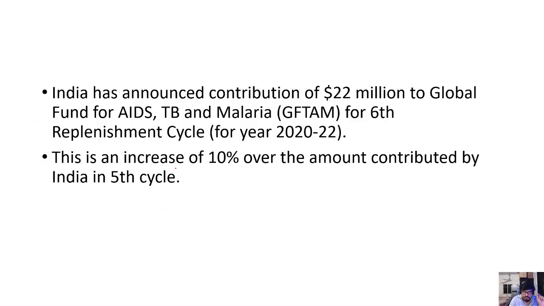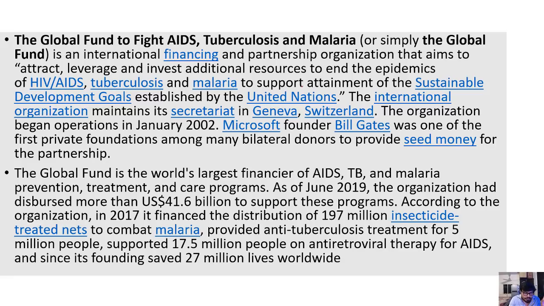You can see for this cycle 2022, the replenishment cycle, we are pledging $22 million, and you see we are the first country among G20 and BRICS countries where we have achieved the replenishment milestone there. So we are supporting this move because that is extremely important for India. Malaria, TB and AIDS, all these three are big killers in India. So that's why it is the sixth cycle that we have pledged something here.